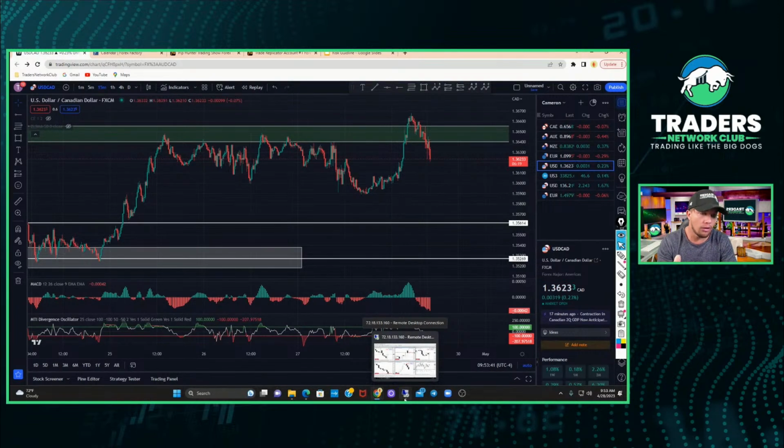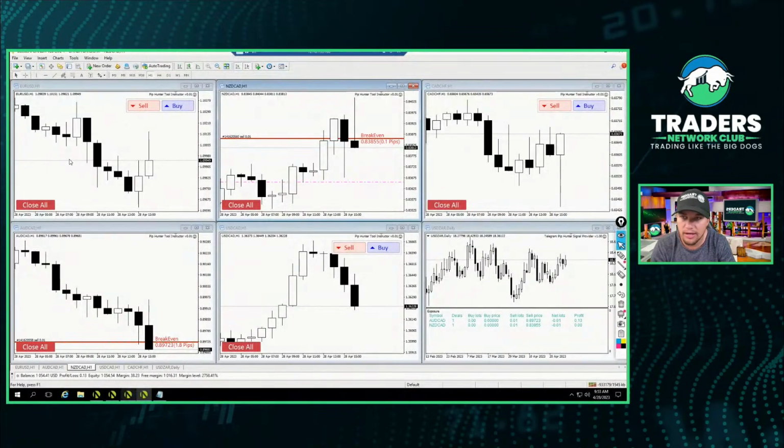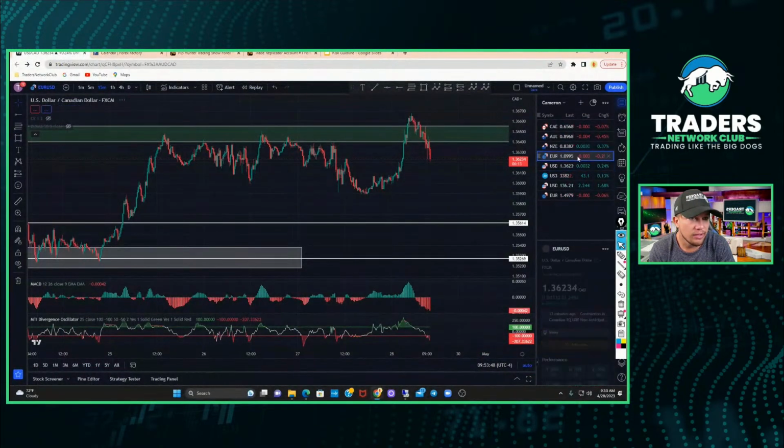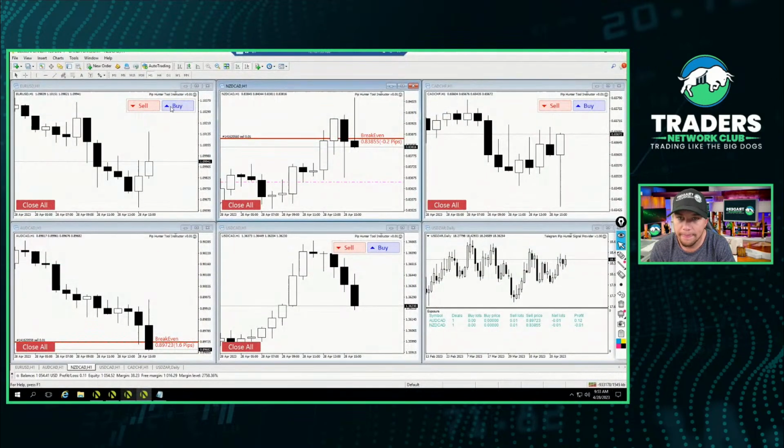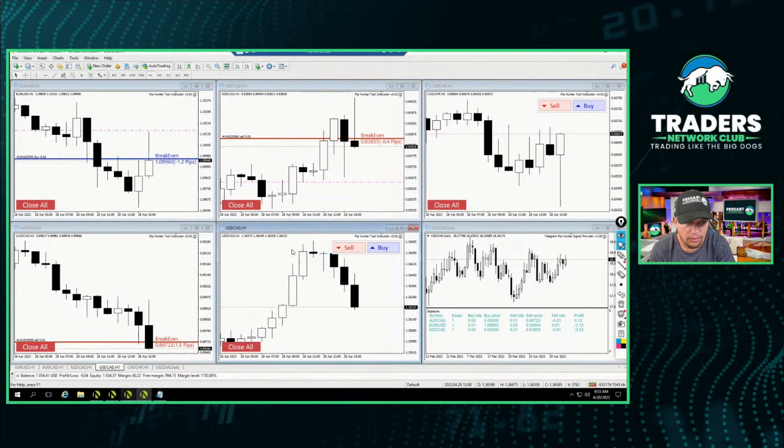And I'm going to go long the euro US dollar, guys. So this is how we're going to do it right here using the tool. Once again, let me go back to the euro here. So we're going to go ahead and buy the euro and sell the US dollar CAD.